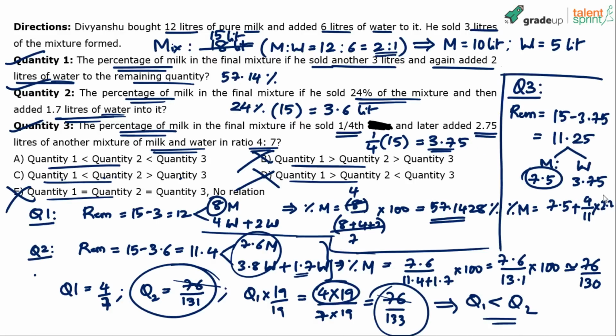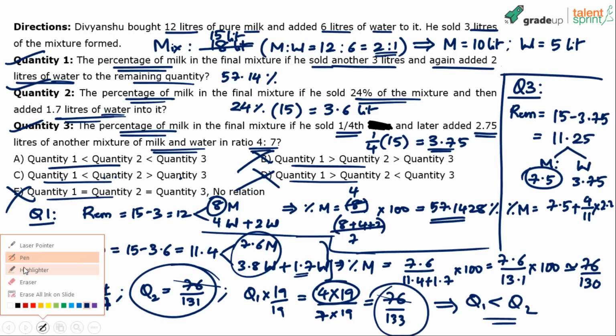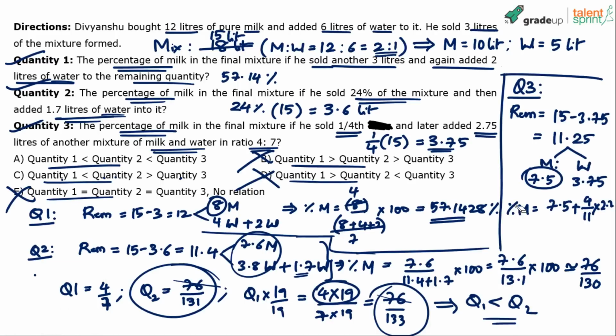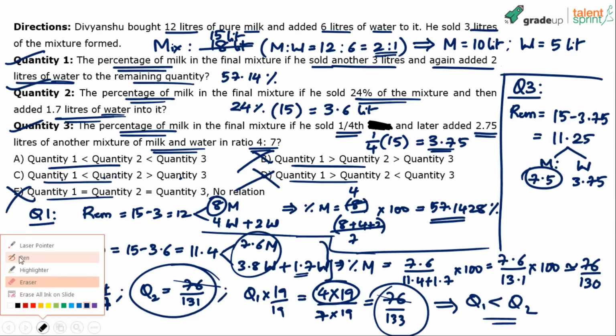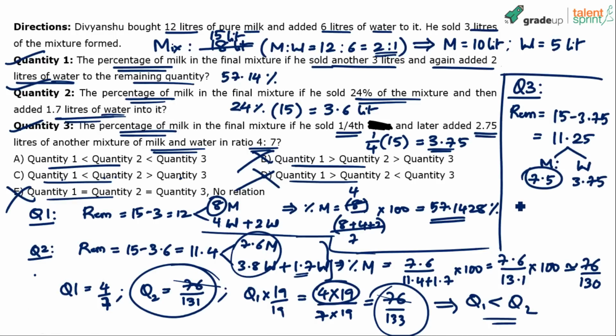You understand? I'm short on space there, so I'll write this step again. This time we have got milk from two different sources: milk from the initial mixture and milk from the new mixture. So Q3 is going to be what? Milk from the initial mixture is 7.5 as it is, plus milk from the new mixture, 4 parts out of total 11 parts. 4 out of 11 multiplied by 2.75.